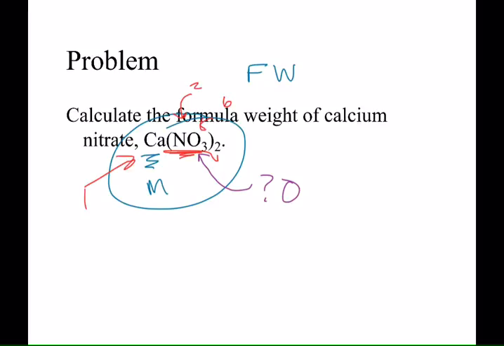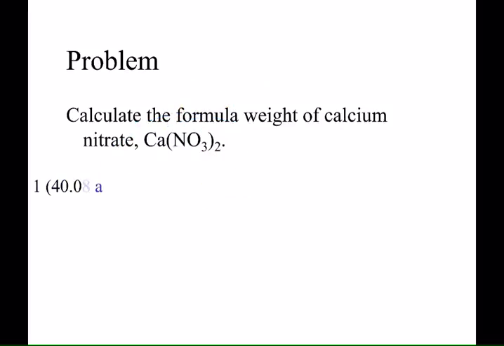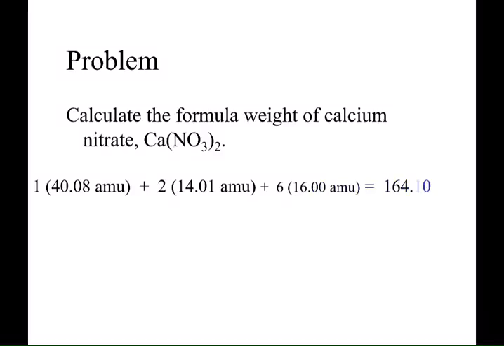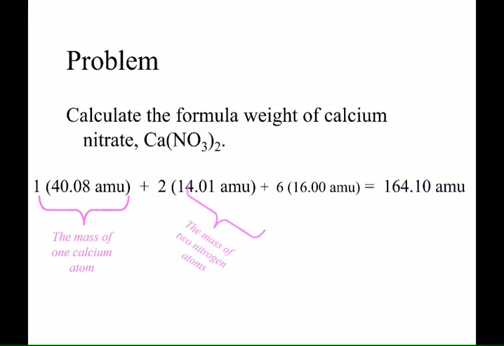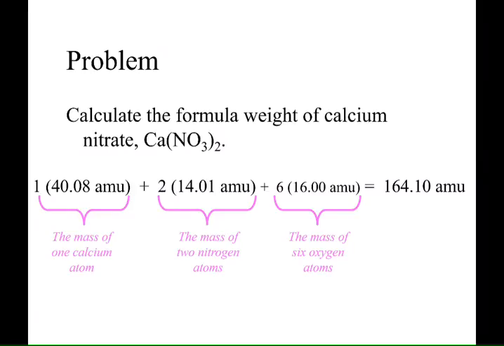So this takes on a very similar pattern to what we looked at a minute ago. The decimal number for calcium, 40.08. The decimal number for nitrogen, 14.01. The decimal number for oxygen, 16.00. So that's where those decimal numbers are from the periodic table, how much one of those atoms weighs. And then the other number is how many there are of them.